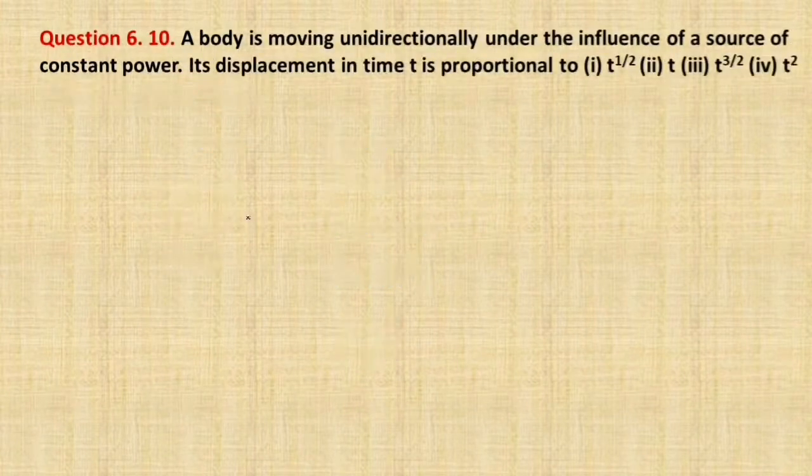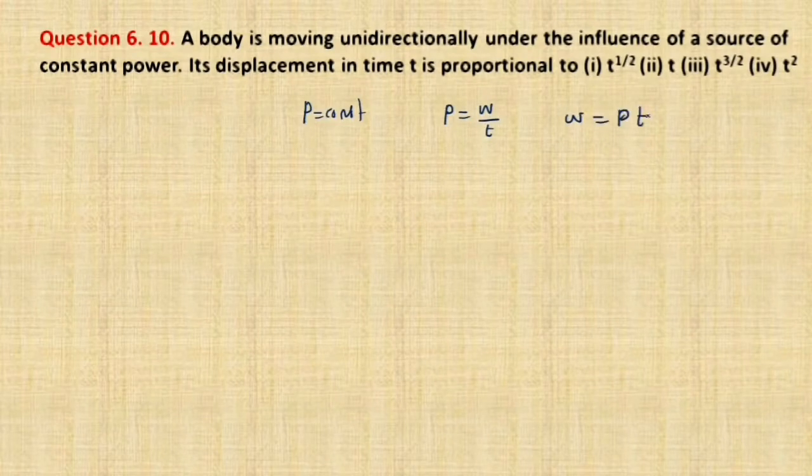Now let's do question number 6.10. A body is moving unidirectionally under the influence of a source of constant power. Okay, power is here what? A constant, right? Now as we already know, power is equal to work done divided by time. So work done is equal to power into t. Its displacement in time t is proportional to what? We have to calculate here the displacement is directly proportional to what?